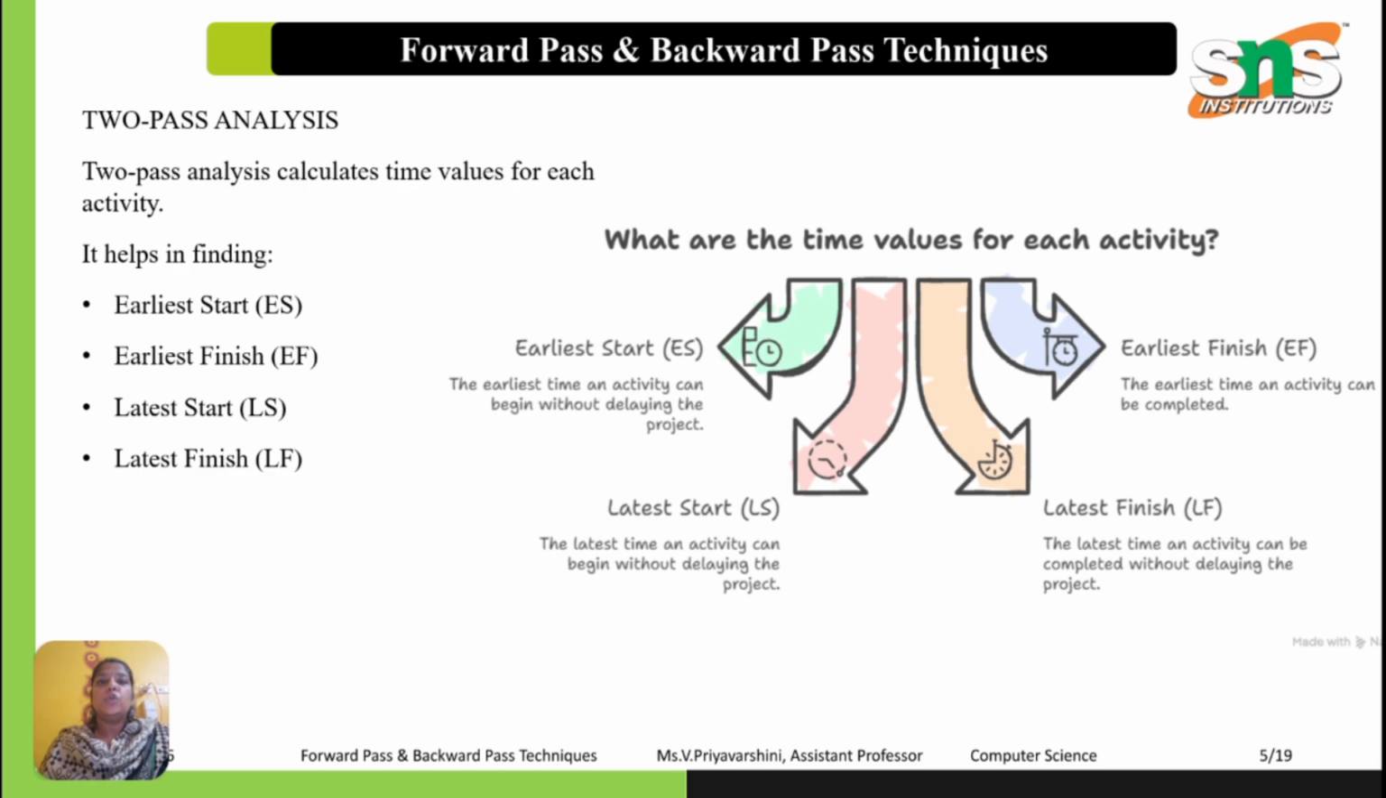Next is the two-pass analysis. Two-pass analysis is the heart of CPM. It consists of the forward pass, which calculates the earliest possible start and finish times, and the backward pass, which calculates the latest possible start and finish times. These calculations help us determine four important values: ES, the earliest start; EF, the earliest finish; LS, the latest start; and LF, the latest finish. These values are used to identify float and critical activities.